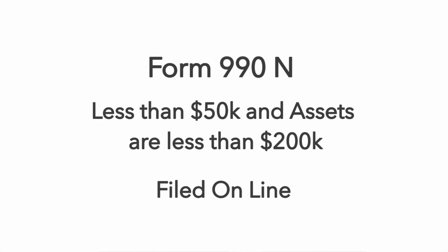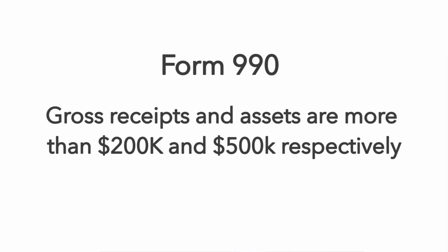If your gross receipts are less than $50,000 and your assets are less than $200,000, then file a 990N. Form 990N is filled out online. If your gross receipts and assets are more than $200,000 and $500,000 respectively, then your nonprofit will need to file a Form 990. Now there's a couple of twists to this. There are certain religious, political, and state entities with limited income that normally would have to file a Form 990, but can file the easier Form 990EZ instead. Additionally, private foundations usually need to use Form 990PF.